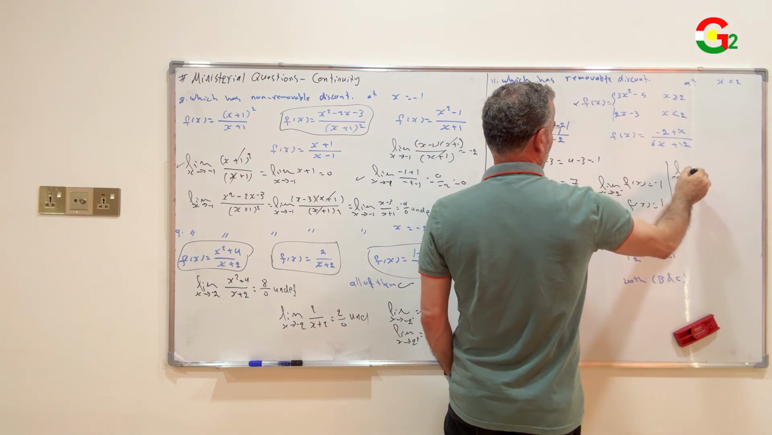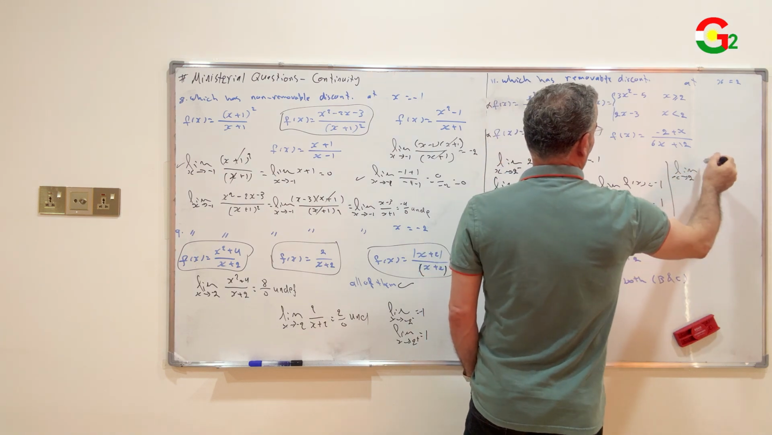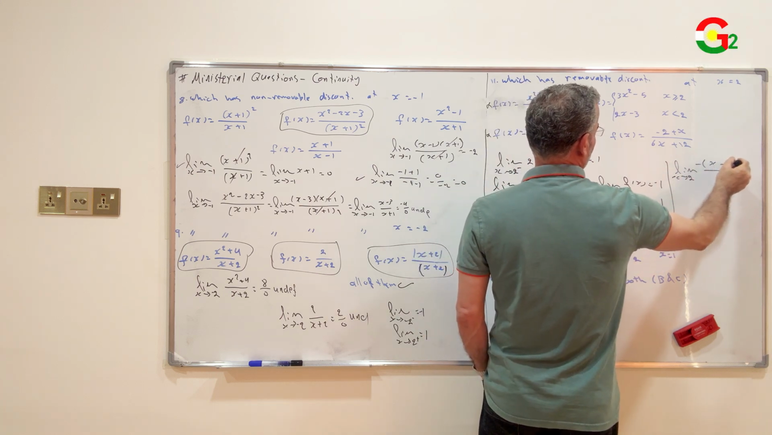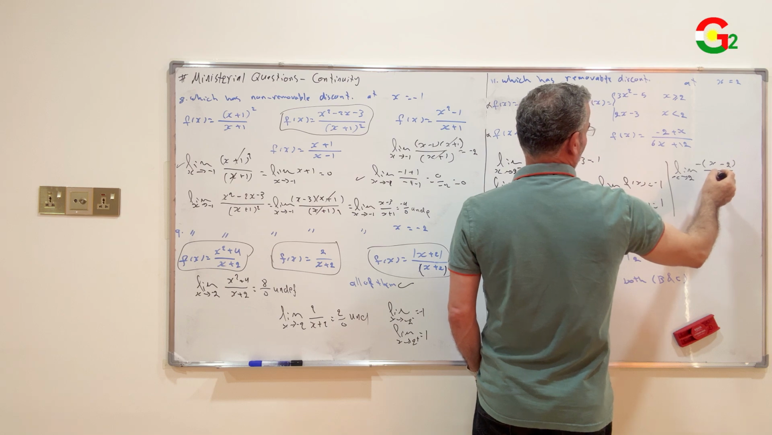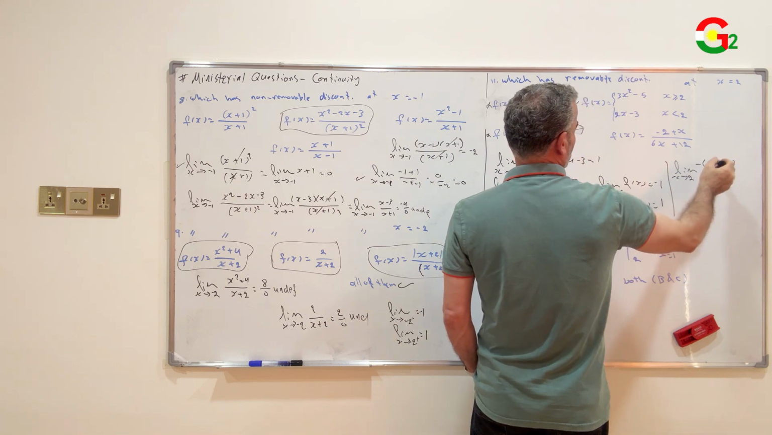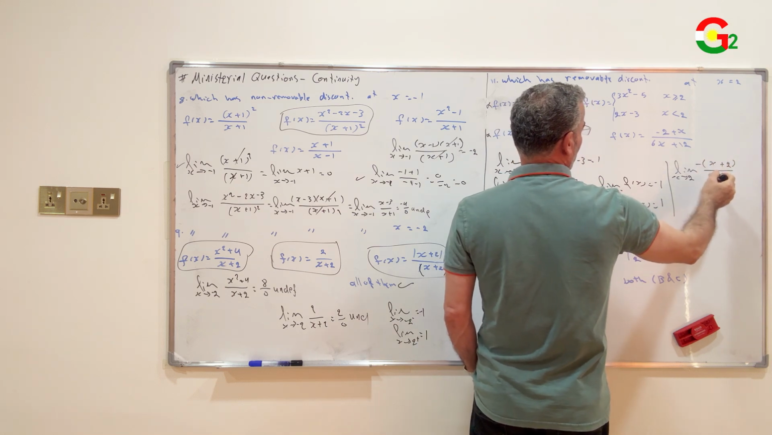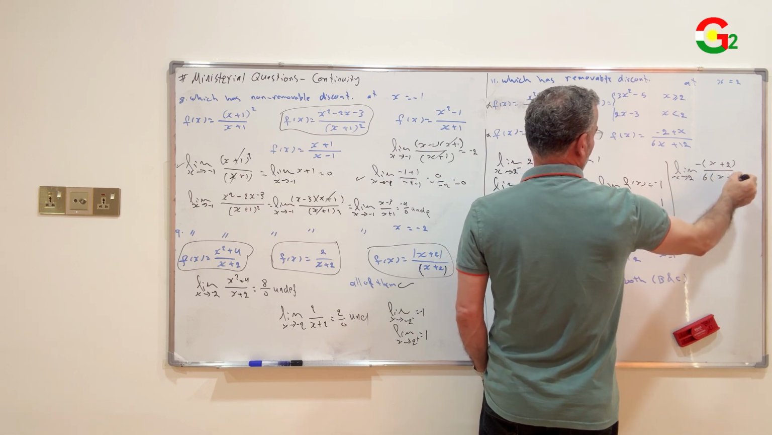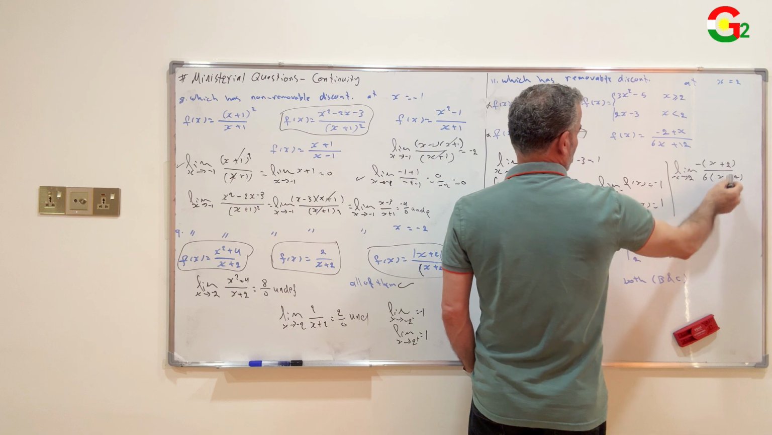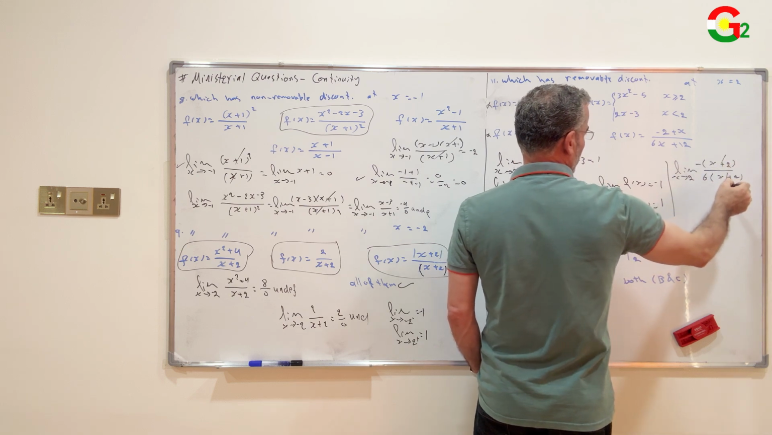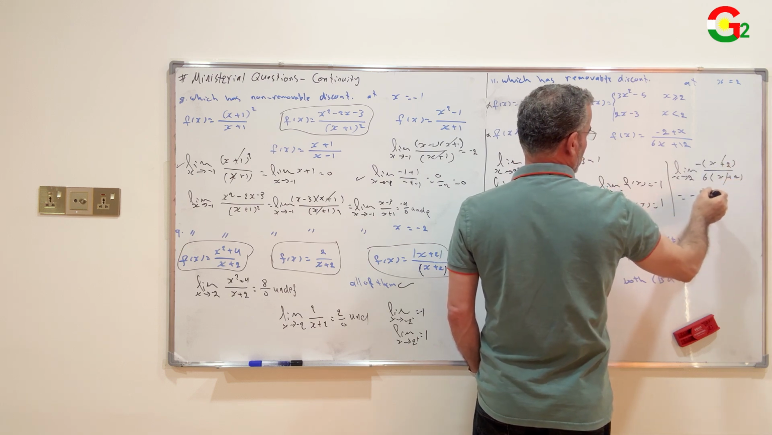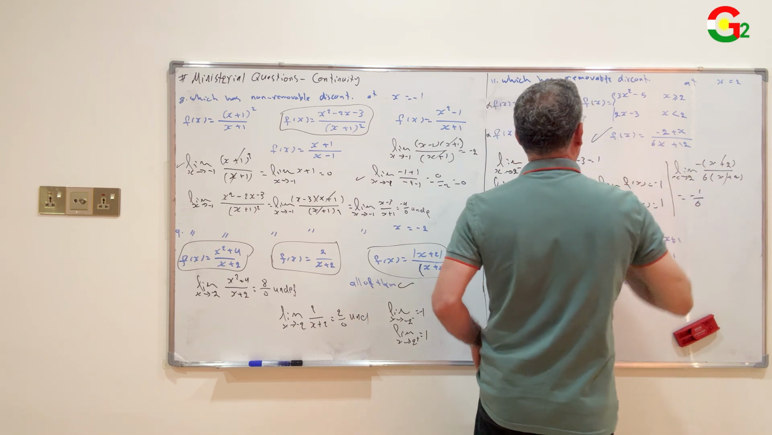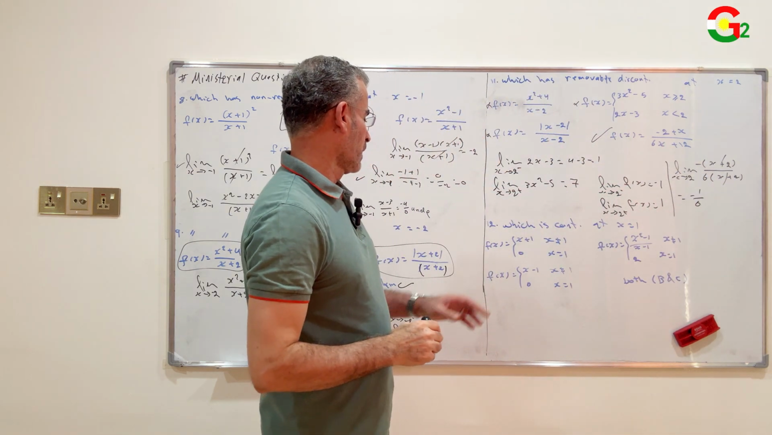Limit when x approaches 2 for: factorize the numerator by negative (x - 2), over, x + 2 over, factorize the denominator by 6(x + 2), that is 6x + 12. Reduce x + 2 with x + 2, then the answer is -1/6. This function has a limit and a removable discontinuity.